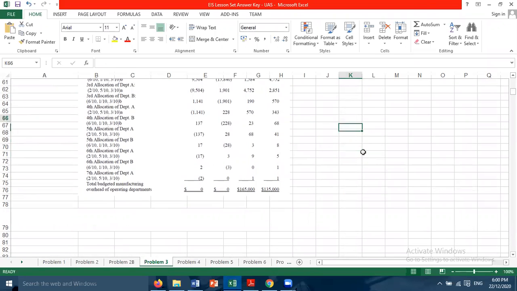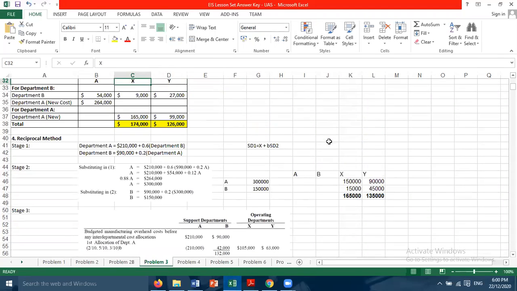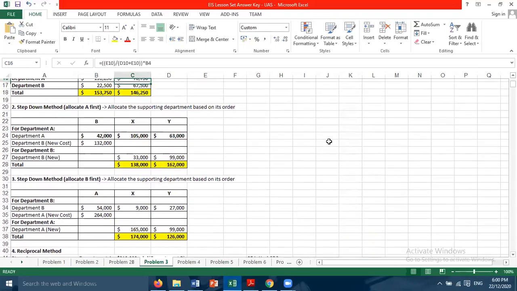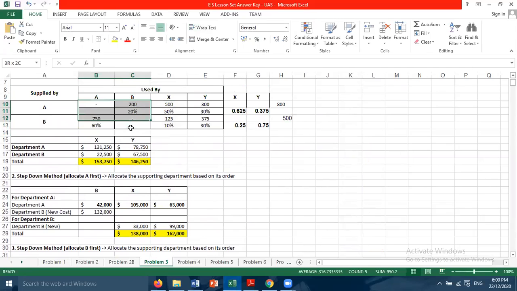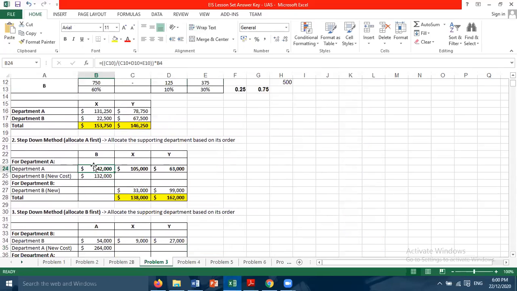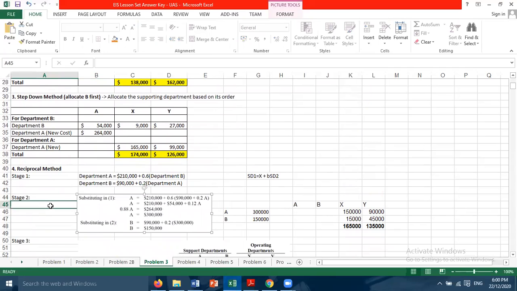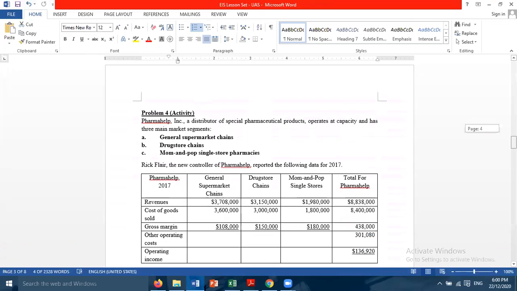All right, so that's practically cost allocation. So just remember the difference in a direct method, step down, and reciprocal is how much we acknowledge the supporting department's role in providing other supporting departments. So in the direct method, we don't acknowledge the role of supporting departments to other supporting departments. In step down, we acknowledge some of it, or a partial of it, whereas in reciprocal, we acknowledge the whole thing, or we acknowledge it fully. Okay, so that's for cost allocation.